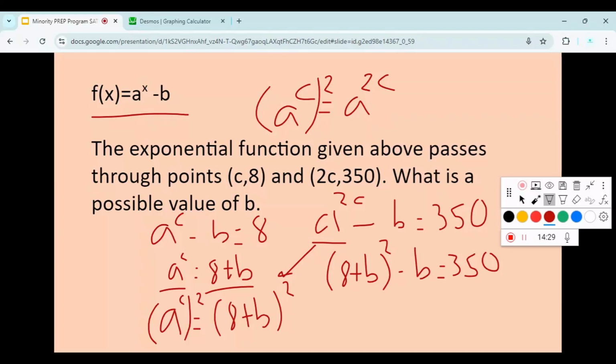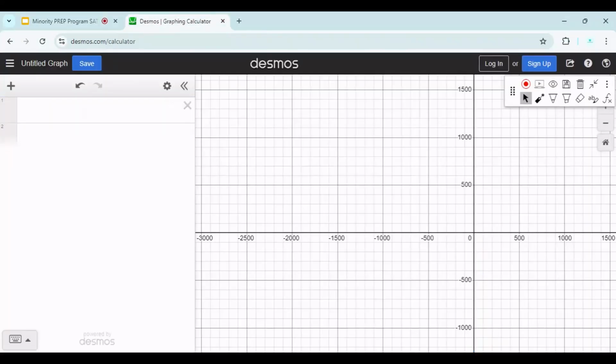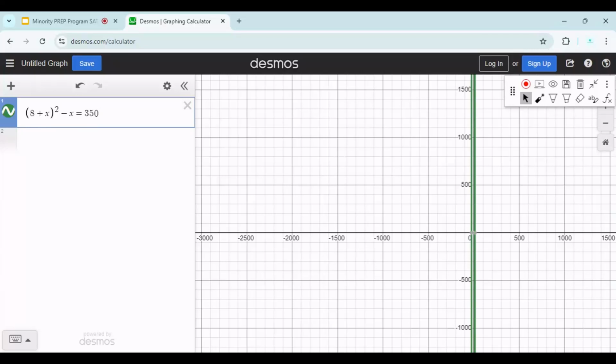Now you could solve this by hand, but there's actually an easier way if we just plug this equation into Desmos, and it will give us the two solutions of b. I substituted b for x because Desmos doesn't like anything besides x and y. But whatever, we got negative 26 and 11. Those are our two possible values for b, and that's what I would input.